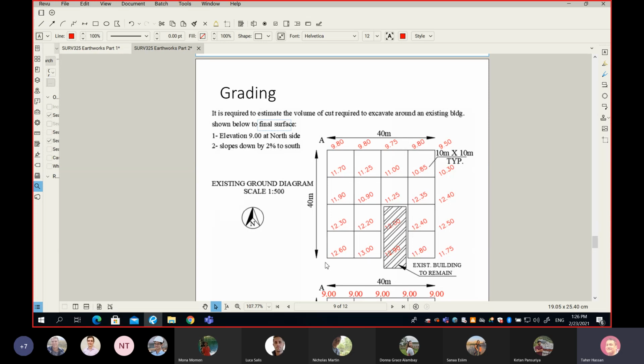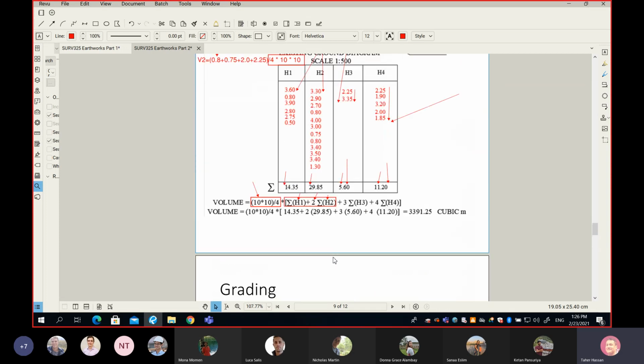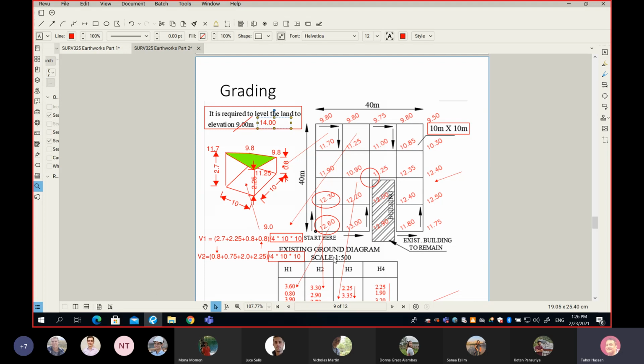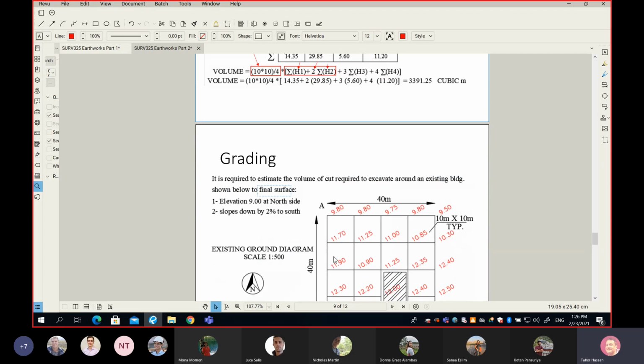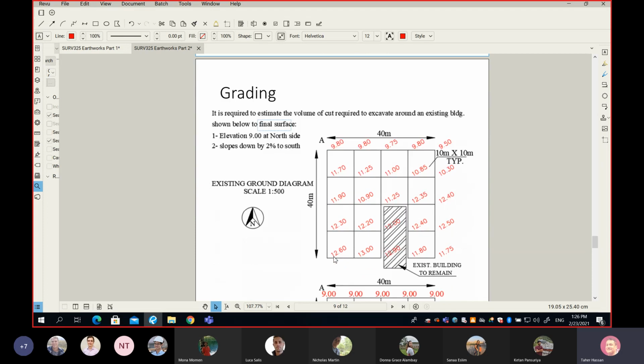Now let's move on to a little more difficult problem, where what if my finished ground is not constant? In this problem, my finished ground is level, the same, 9. So all the points should be 9 after you grade. To make things a little more difficult, what if the north side is 9 and the ground slopes, after you grade, by 2% to the south? You know what happens? There is no difference.